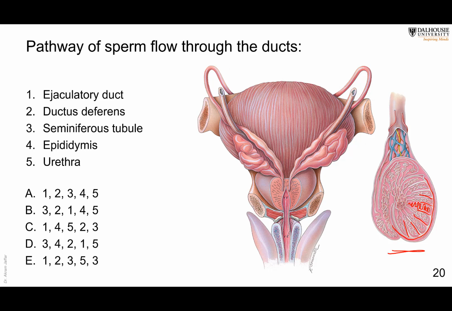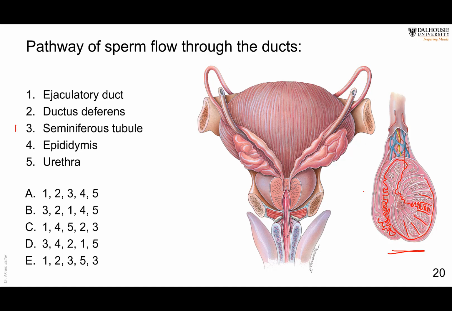So the first place here will be the seminiferous tubule. From the seminiferous tubule, the sperms are taken to a network of tubules and then efferent tubules that will take the sperm to a very highly convoluted tubule here, which forms the epididymis.